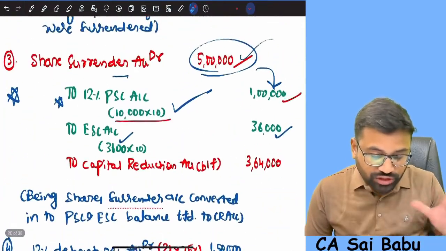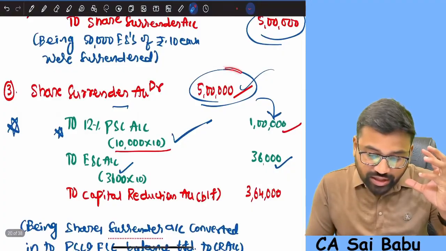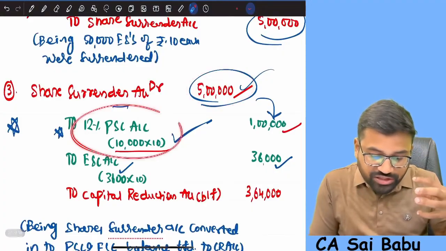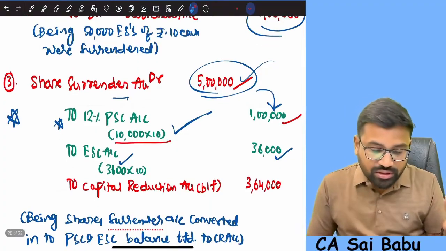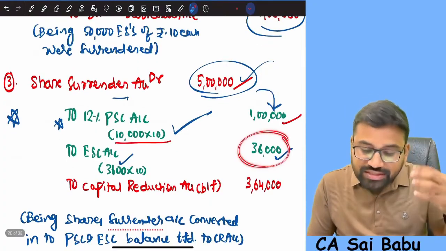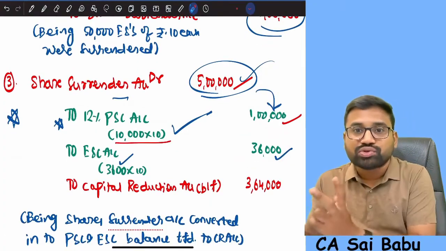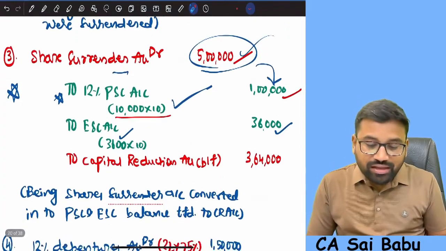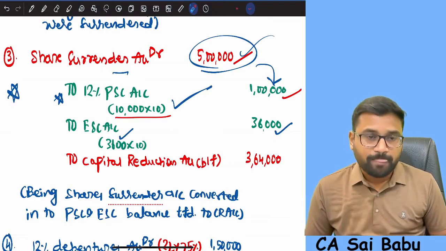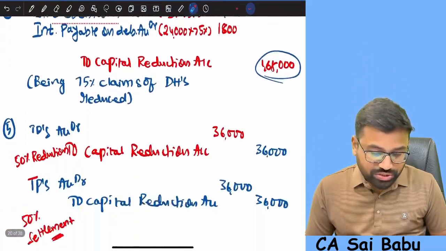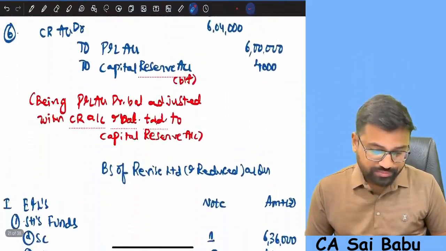Therefore in this question, share surrender account 5 lakhs converted into preference share capital, which is used to settle 75% of the debenture holders' claim. Share surrender converted into 36,000 equity share capital, which is used to settle the trade payables, and the remaining balance is cancelled, which is transferred to the capital reduction account. So a very good sum, this question. Kindly observe this question, sir. That's it.